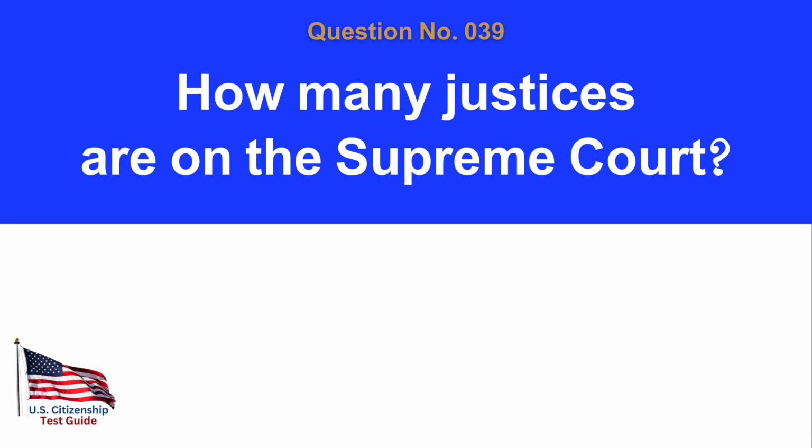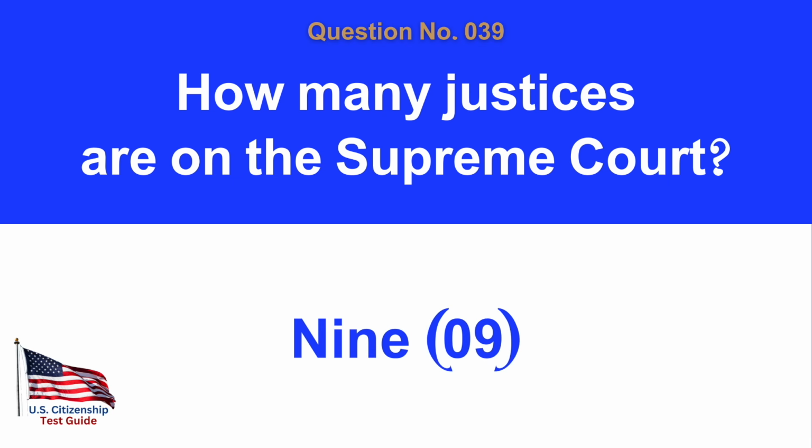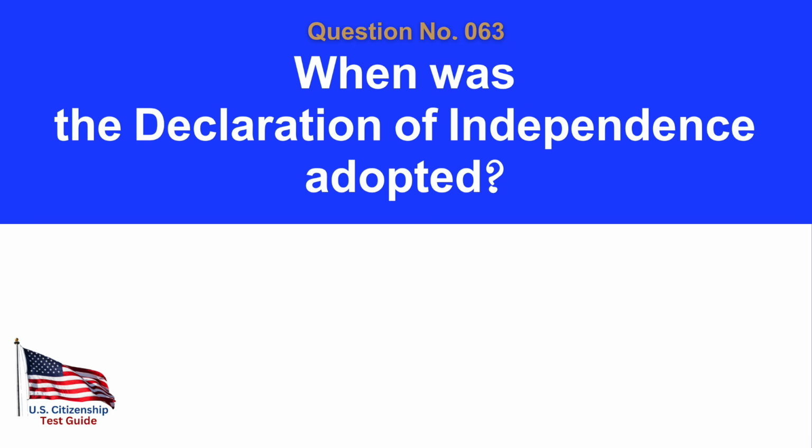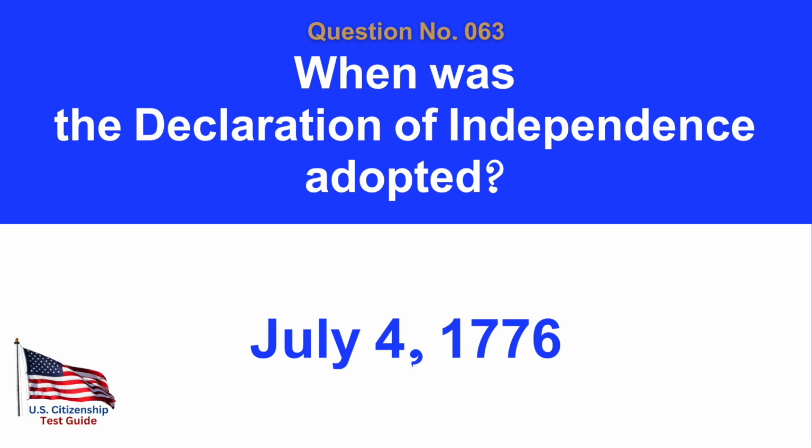How many justices are on the Supreme Court? 9. When was the Declaration of Independence adopted? July 4, 1776.